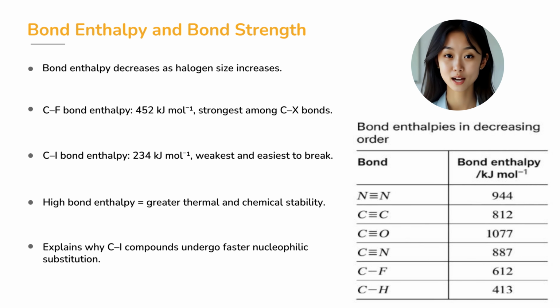And this is why alkyl iodides, with their weaker carbon-iodine bonds, are much more reactive than alkyl fluorides, where the bond strength is much higher. The figure on the right also summarizes these bond enthalpies, showing how the C-F bond is the strongest and the C-I bond is the weakest. This decreasing trend in bond strength explains why C-I compounds undergo faster nucleophilic substitution reactions compared to C-F compounds, which require more energy to break the bond.